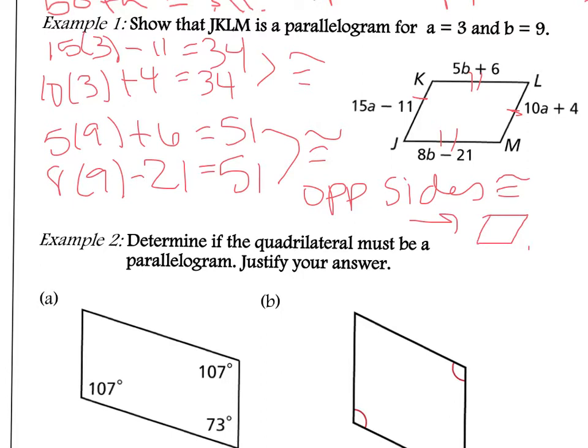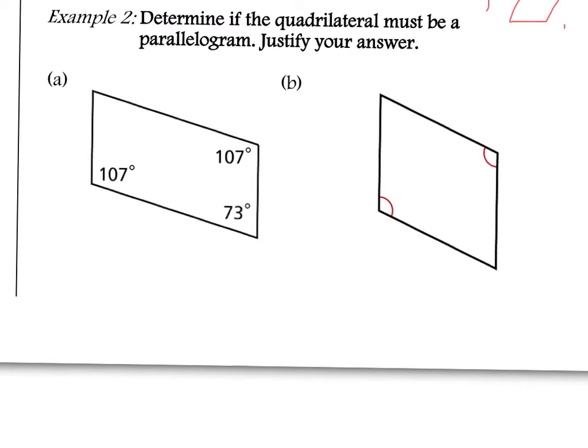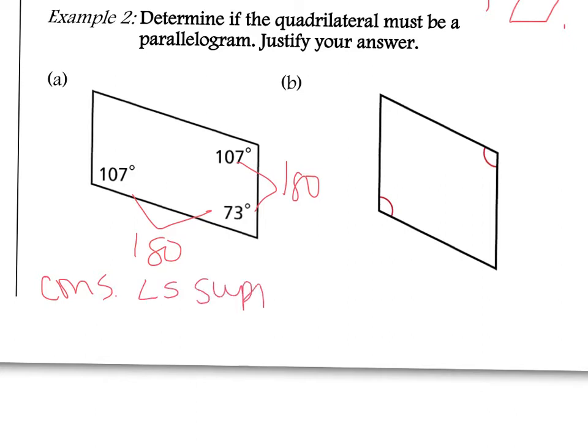Nice and easy there. Okay, so determine if the quadrilateral must be a parallelogram. Justify your answer. Okay, so for A over here, I see that this is 107 and this is 107 and this angle is 73. So when I add right here, that adds up to 180. And when I add right here, that adds up to 180. So that means that consecutive angles are supplementary. Therefore, the figure is a parallelogram.